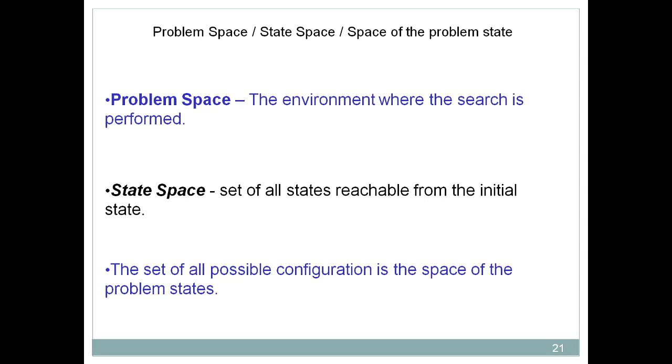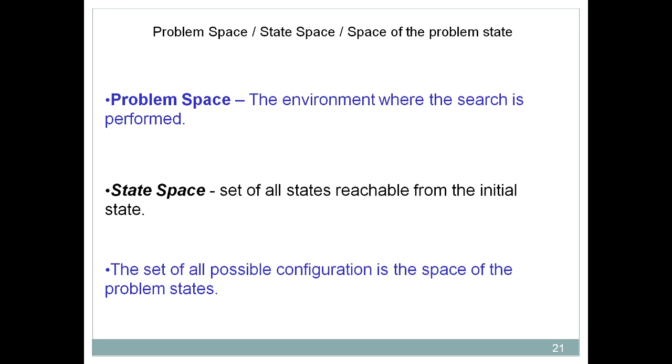Then the next one is state space. State space means the set of all states reachable from the initial state. While solving a problem, in the problem space there may exist an initial state, intermediate states, and a goal state. Initial state means the position from which you start. Goal state is the state you need to reach, and to move from the initial state to the goal state, there are n number of intermediate states, and all these states together form a state space.